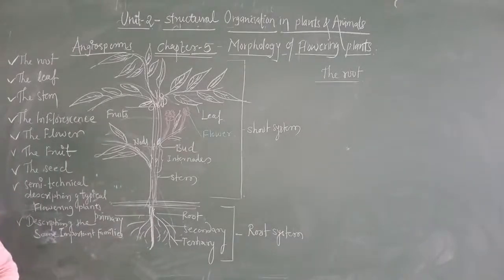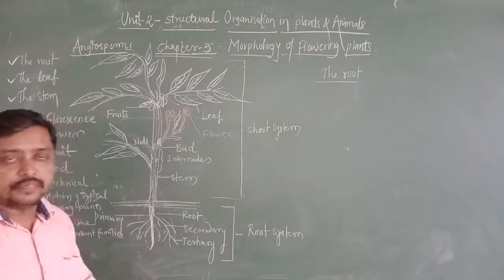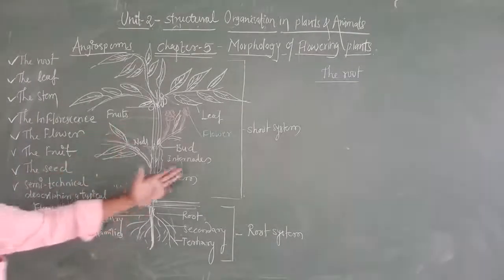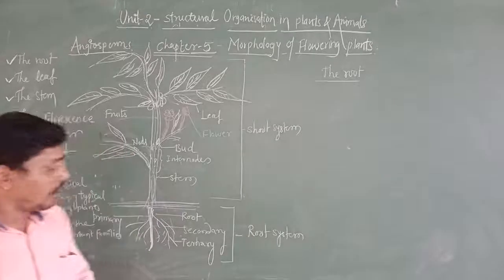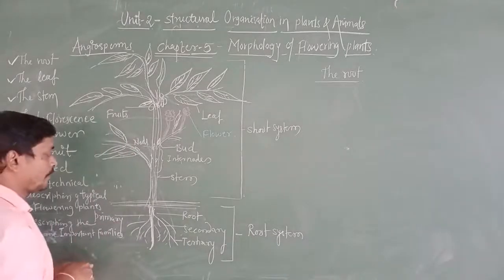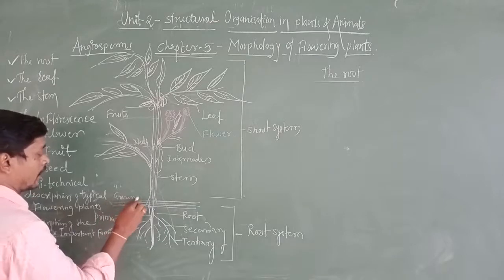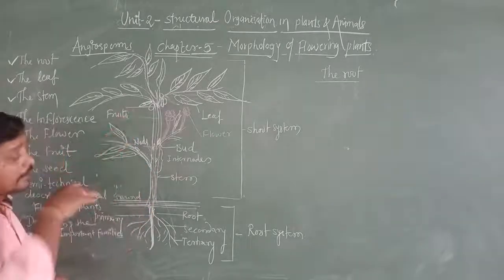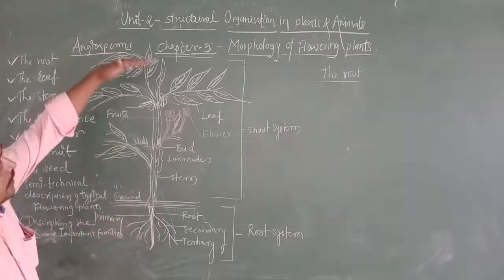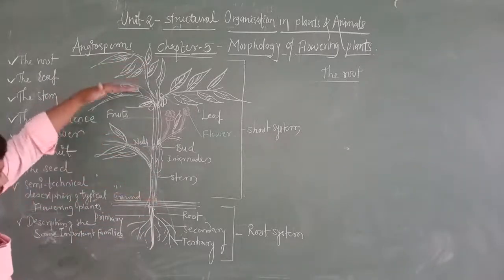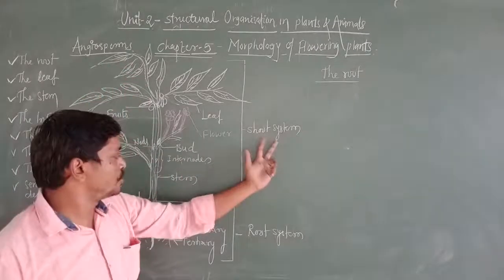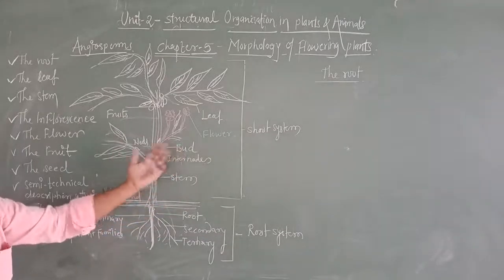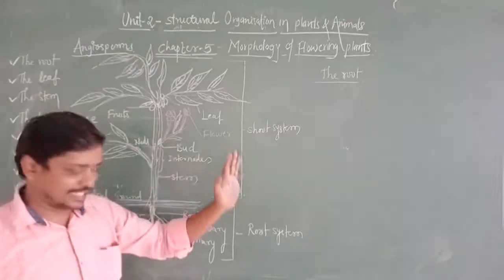Now, when we look at an angiosperm or flowering plant, we study two systems in that plant. One is the shoot system, and the other is the root system. The parts of a plant which are above the ground level or earth, that complete system is called the shoot system. And this shoot system includes stem, internode, buds, nodes, fruits, leaf, flower, etc.